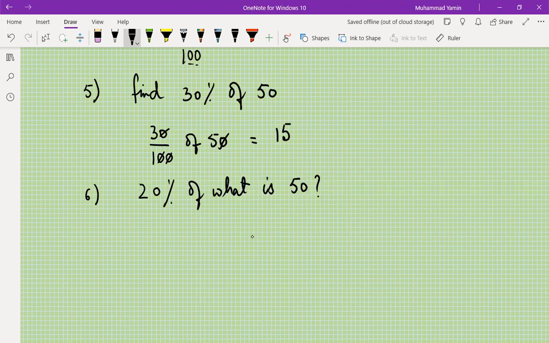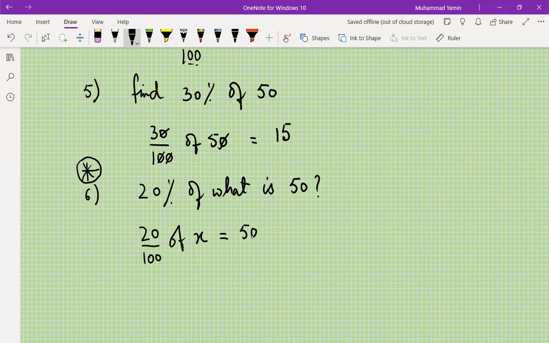Now, this is a very special question which always comes in paper one, and just look at how to solve it. We do it in this way: just write it as an equation. 20% means 20 upon 100 of what? What we don't know, we take it as x. Is means is equal to, and that is 50. This becomes an equation that helps a lot.